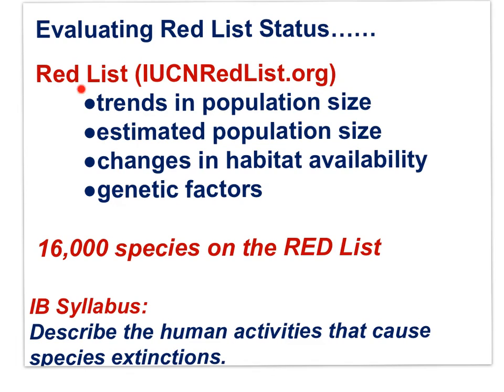Red list status is determined by trends in population size, the estimated population size, changes in habitat availability, and possibly genetic factors. There are 16,000 species on the IUCN Red List. In the next part of this series, we will examine the human activities that cause species extinctions.